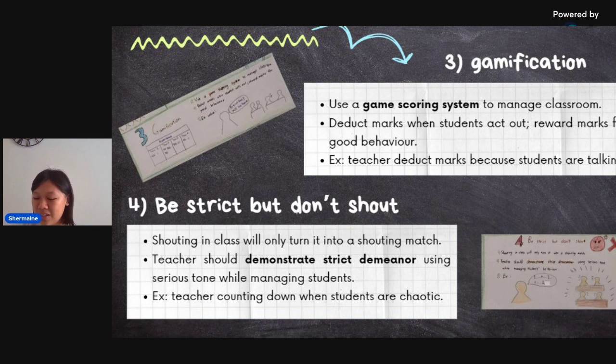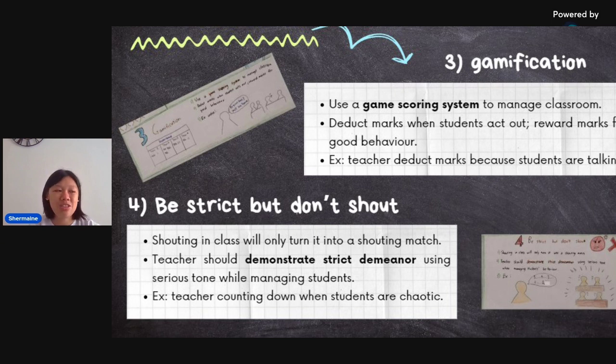Whenever you raise your voice, the student who wants to talk will still be talking. So they will raise their voice even higher, and at the end, the classroom is just a shouting match. Even if you manage to make the class keep quiet, it's just going to be for a while. It doesn't solve the problem. So you actually have to show a strict demeanor to show that you're not someone you can mess with. So the student will actually listen to you.